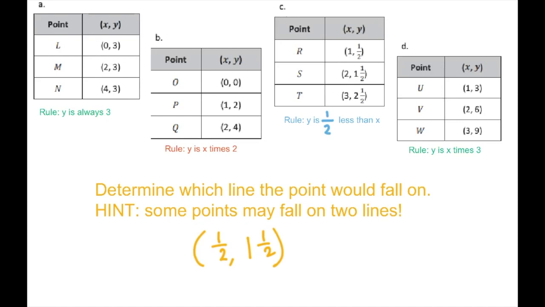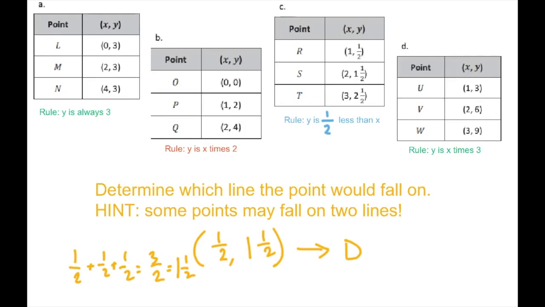This one was a bit tricky, but I know I didn't fool you awesome scholars. So this coordinate pair matches the rule that y is x times 3. So it matches line D's rule. I can think of it as 3 copies of 1/2, which would give me 3/2 as a fraction greater than 1, and that is equal to 1 1/2 as a mixed number.